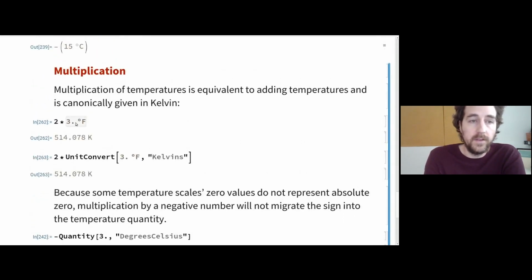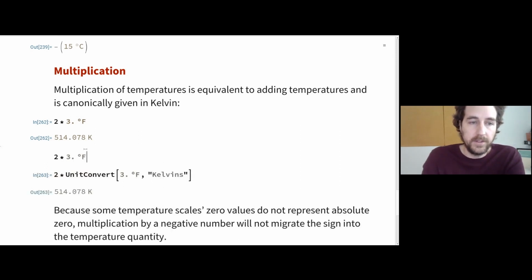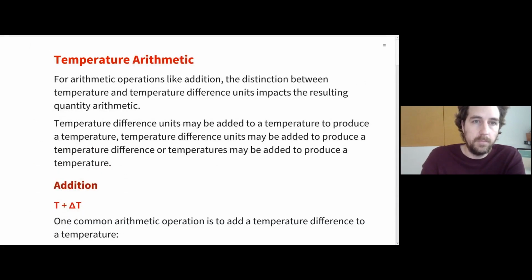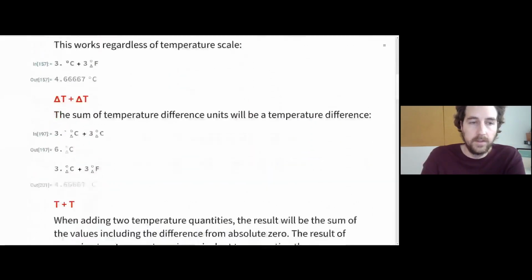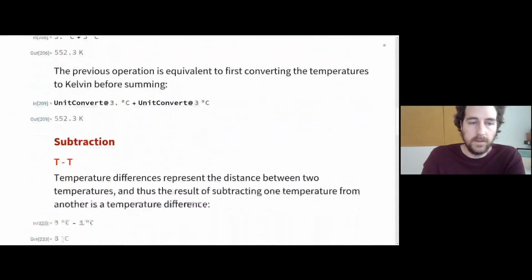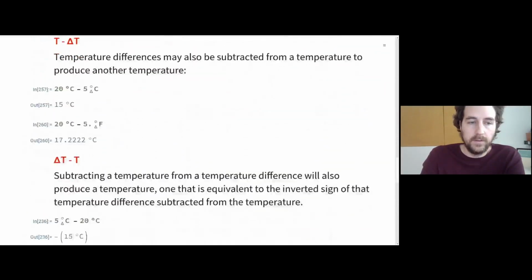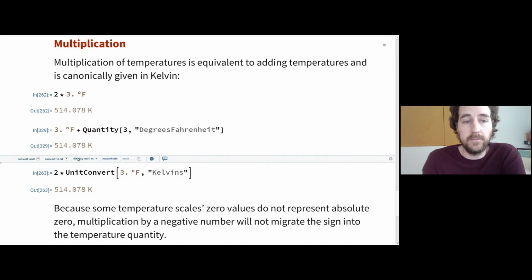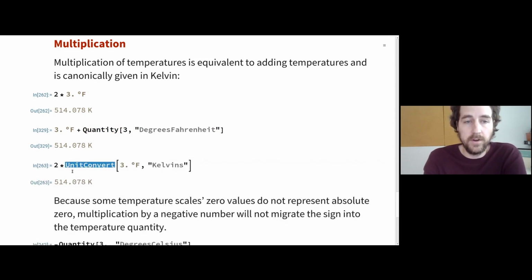So this is another case where 2 times 3 degrees Fahrenheit is not 6, but 514, because 2 times 3 degrees Fahrenheit is the same operation as 3 degrees Fahrenheit plus 3 degrees Fahrenheit again. Scroll back down. And that gives us our 514 degrees Kelvin. Again, the same operation as first converting to kelvins and then multiplying by 2.